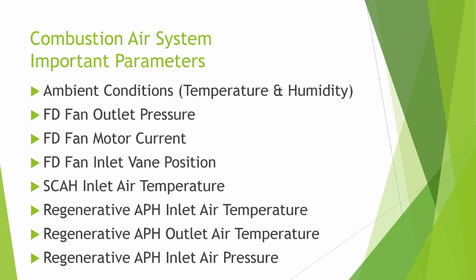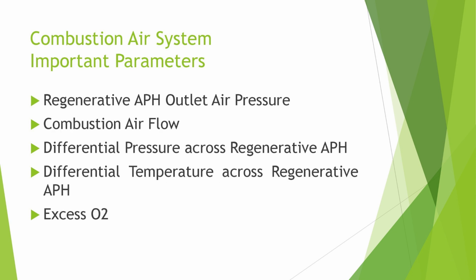Combustion air system important parameters: ambient conditions, temperature and humidity; FD fan outlet pressure; FD fan motor current; FD fan inlet vane position; SCAH inlet air temperature; regenerative APH inlet air temperature; regenerative APH outlet air temperature; regenerative APH inlet air pressure; regenerative APH outlet air pressure; combustion air flow; differential pressure across regenerative APH; differential temperature across regenerative APH; excess O2.